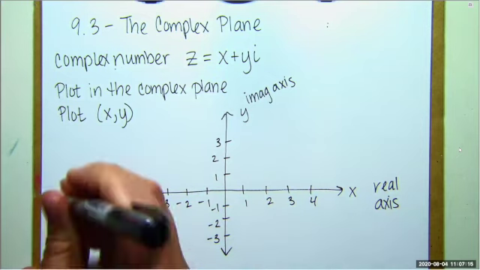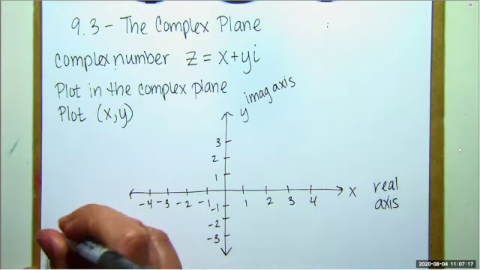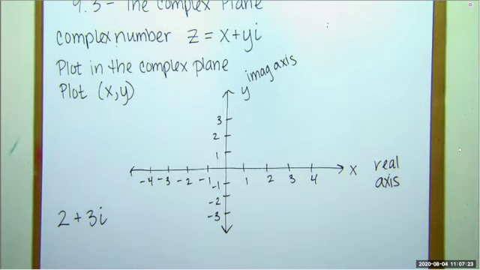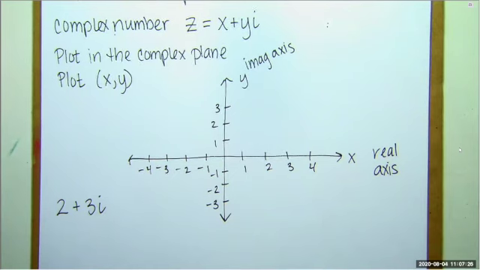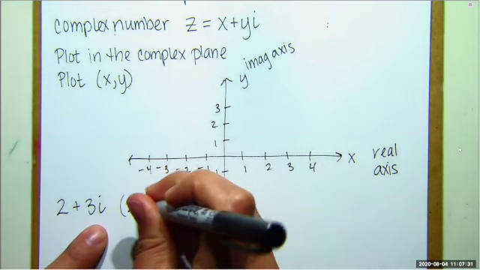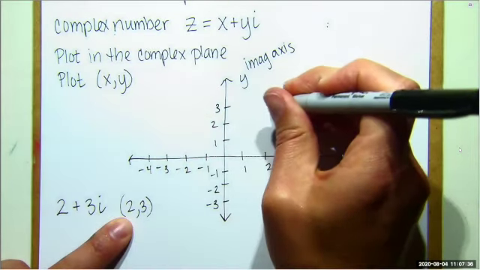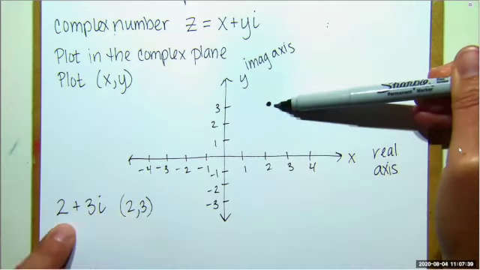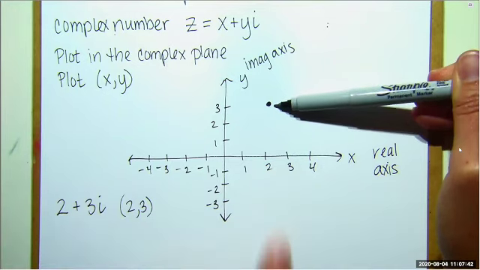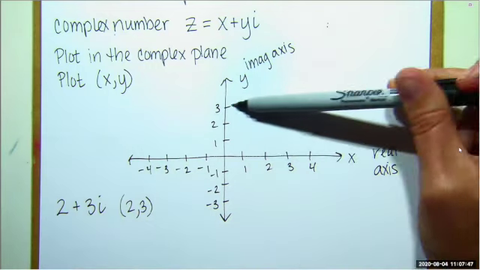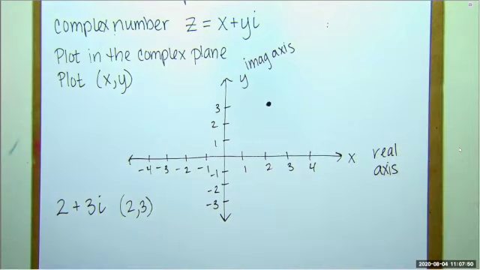So the first one I'll plot is 2 plus 3i. Okay, so what I want to do is come up with the xy ordered pair that represents this point, and then we'll plot that. So x here is 2, y is 3. So all I have to do is plot the point 2, 3. So 2, 3, this is the point 2 plus 3i. We can see that since x is 2, the real portion is 2, and since y is 3, the imaginary portion is 3.